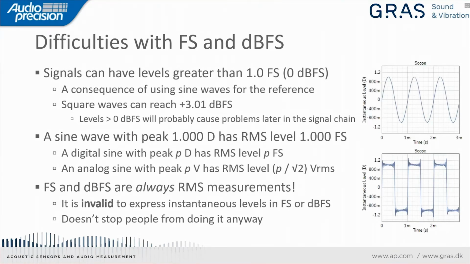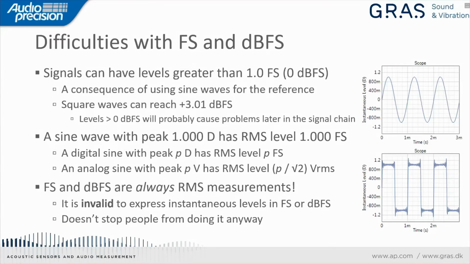As I said before, where we can get into trouble is, number one, with FS, the signals can be greater than 1 FS or 0 dBFS. The worst case would be a square wave, where the peak amplitude of the square wave reaches 1 D. That would be an RMS level of 1.414 FS, or plus 3.01 dBFS.